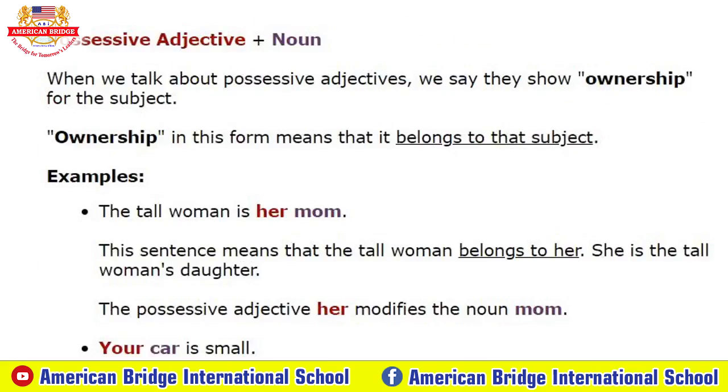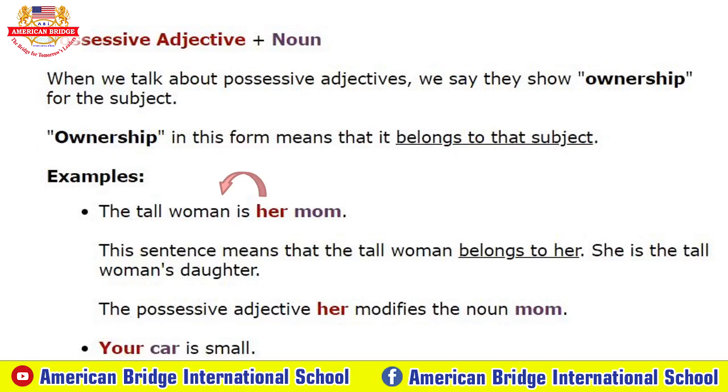And on the next whiteboard, teacher wants to clarify more how to use possessive adjective plus noun. When we talk about possessive adjectives, we say that they show ownership for the subject. Ownership means that it belongs to the subject. It refers to the noun that we mention. Example: the tall woman is her mom. So who is the tall woman, right? That one is her mom. So her refers to the woman, right?